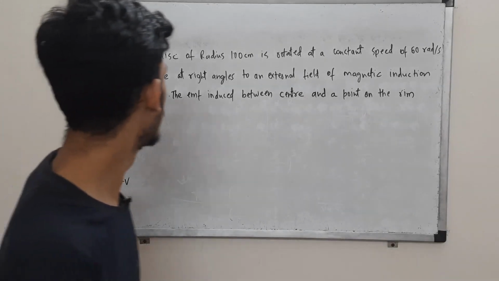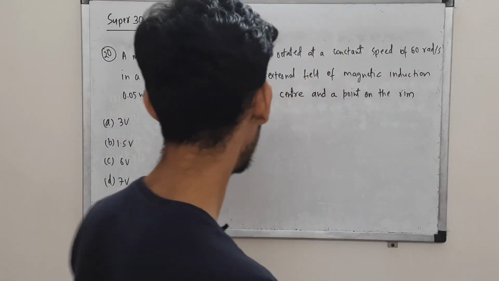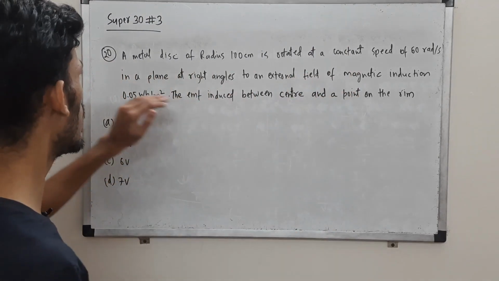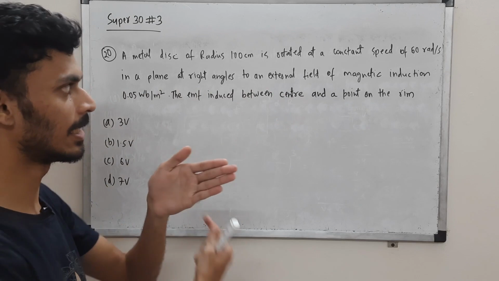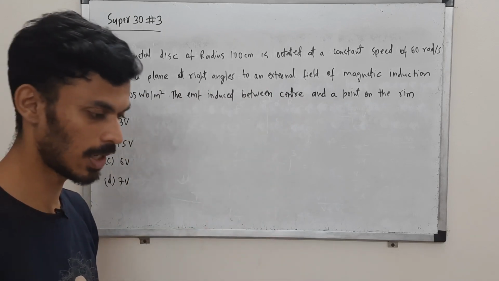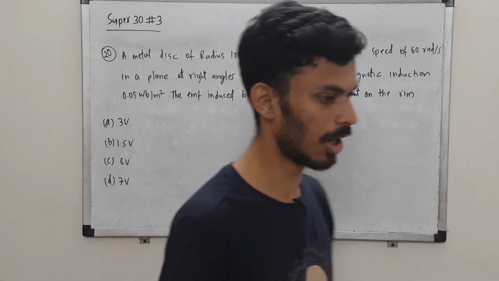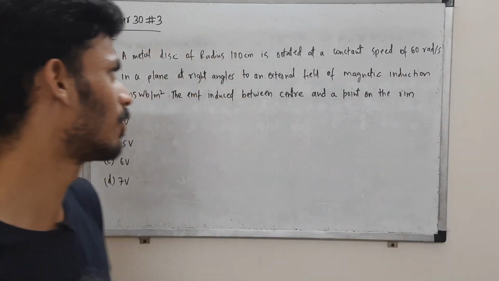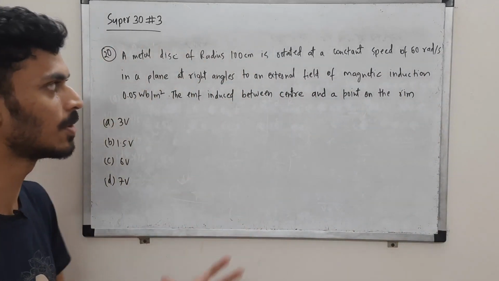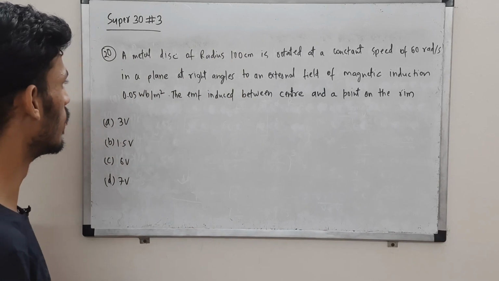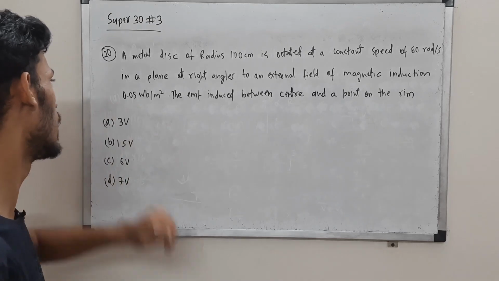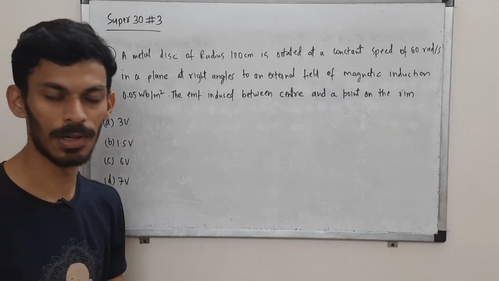So question 20 over here: a metal disc of radius 100 centimeter is rotated at a constant speed, that is omega, in a plane at right angles to an external magnetic field. Actually this is a question which is available in a general format in your NCERT, and they have picked it up from there. They have just given you values and you are supposed to calculate the EMF induced. The magnetic field is given as 0.05 Weber per meter square.